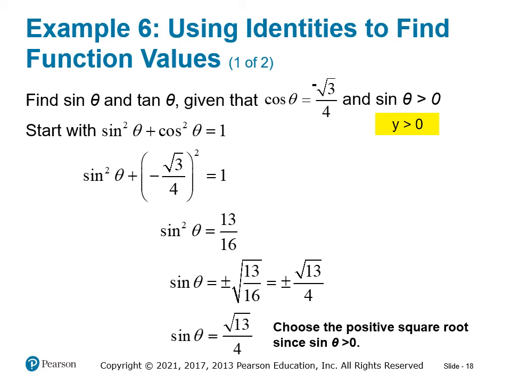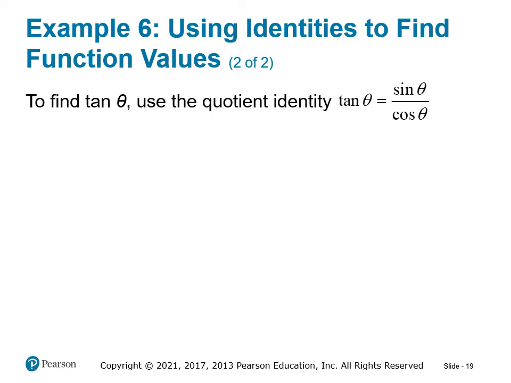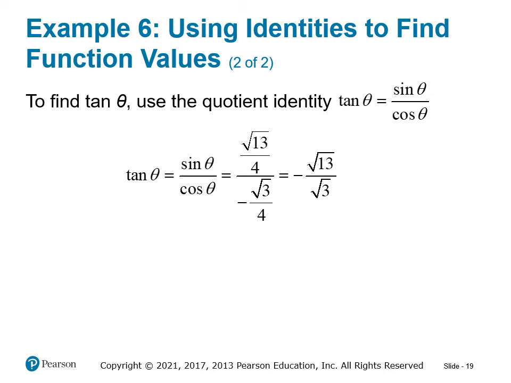Okay, so we found sine and we need to find tangent. Well, remember, tangent is equal to sine over cosine. So we can simply put these two fractions in relationship to each other. Tangent theta equals sine over cosine, so we plug in the values, the square root of 13 over 4, which we just calculated, divided by negative square root of 3 over 4, which was a given.